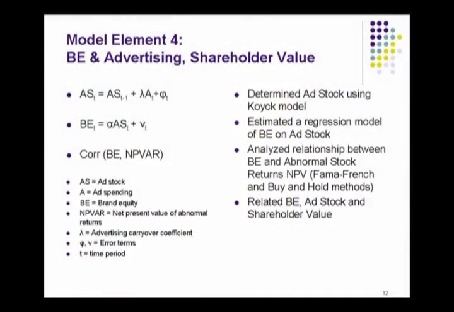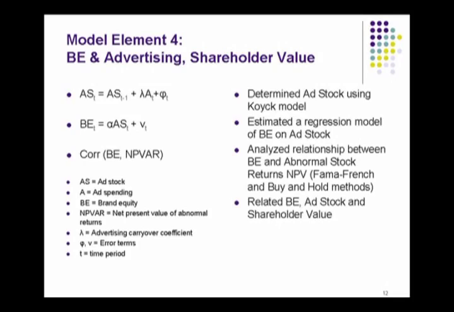Then we'll talk about model element 4, where, after having done the brand equity estimation, after having found out the influence of the dimension on brand equity, how do we now relate brand equity to advertising dollars? And how do we also relate this to shareholder value? So first, to understand the impact of advertising, we calculate the advertising stock, which is a fairly established method of computing the carryover effects of advertising through the COIC model. And the second equation that you see here is simply a regression of brand equity on the ad stock to find out if there's a significant relationship.